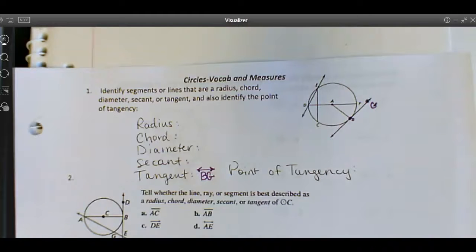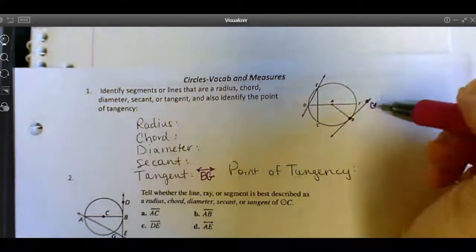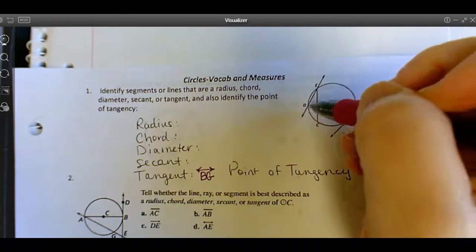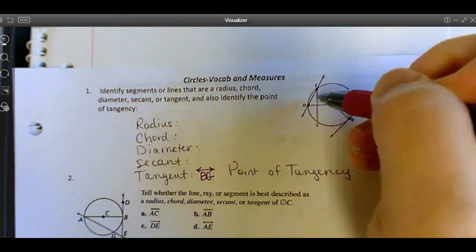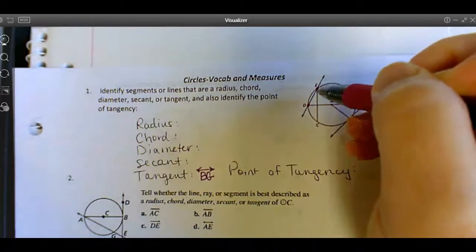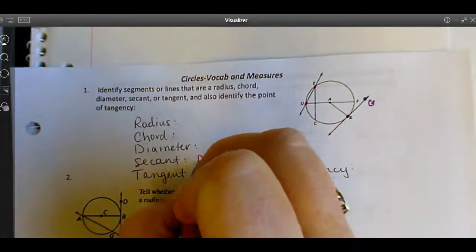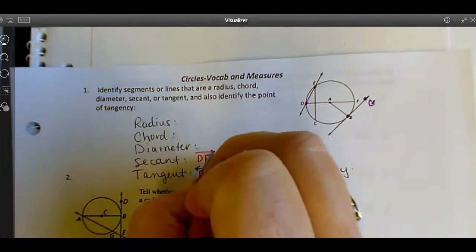Alright, a secant line is another line in the picture. It's just connecting 2 points on the circle. So the only other line I see is this one right here, and that would work because it's connecting those 2 points right there. So again, you write 2 letters, and then you write the line above it.